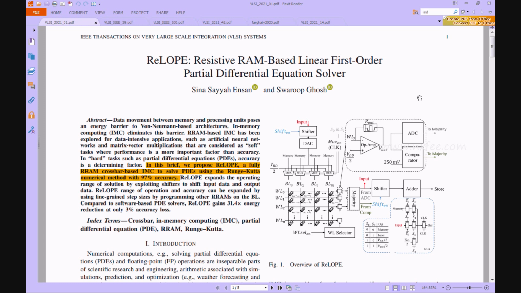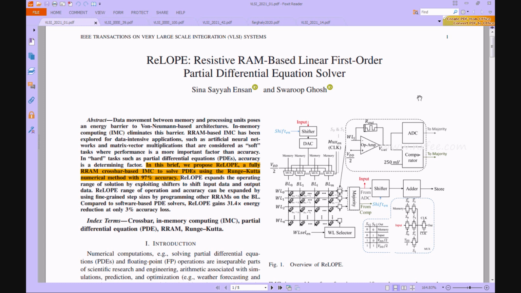In this short method, we offer Reloop, a completely resistive RAM crossbar-based in-memory computing that solves PDEs with 97% accuracy using the Runge-Kutta numerical technique. Reloop extends the solution's functioning range by using a shifter to shift input data to output data. The range of operations and the precision may increase by programming other resistive random access memory on the bit line with fine-grained step sizes.